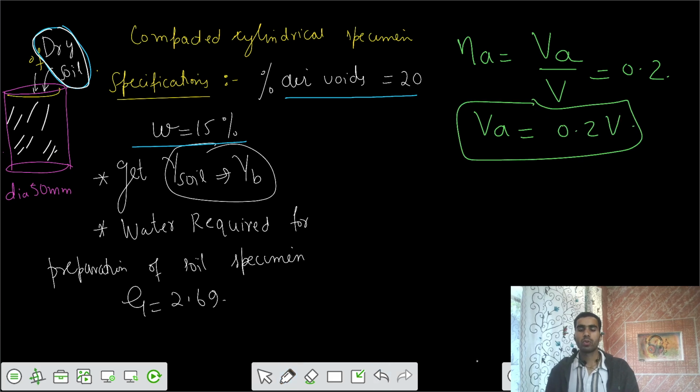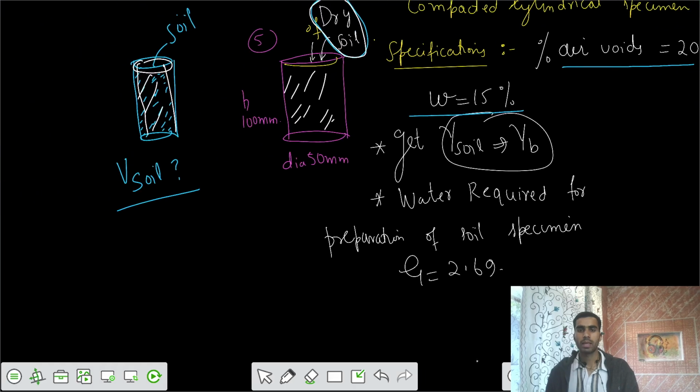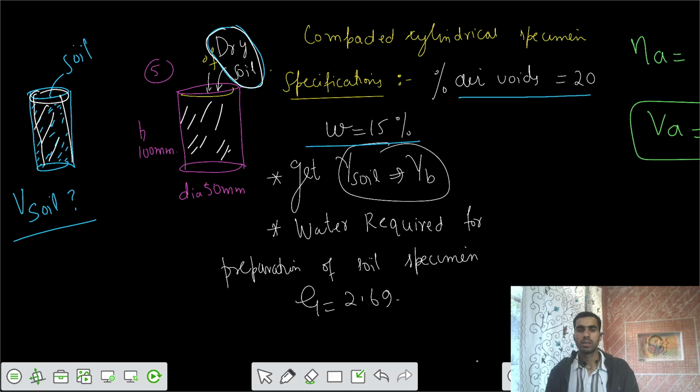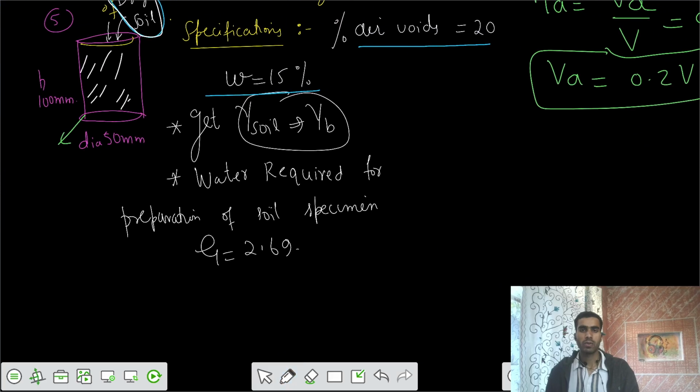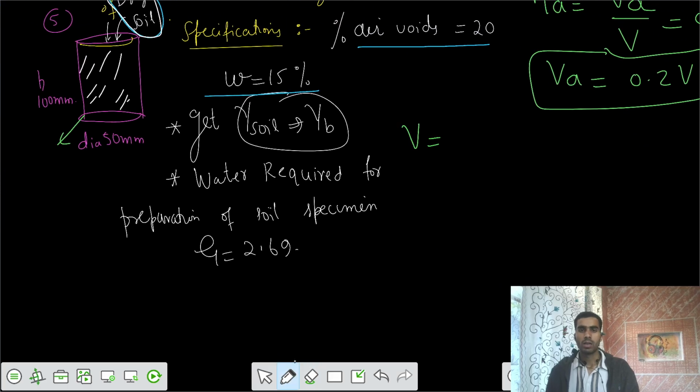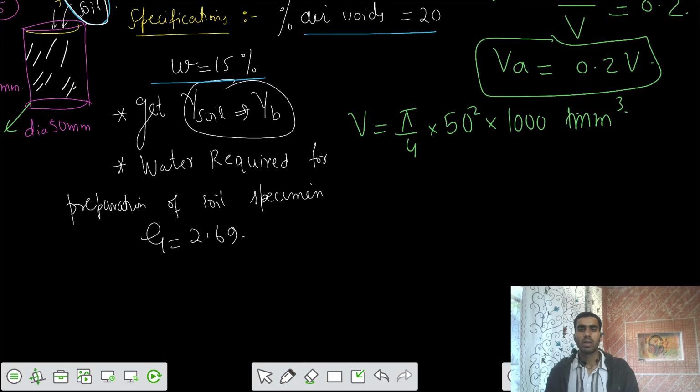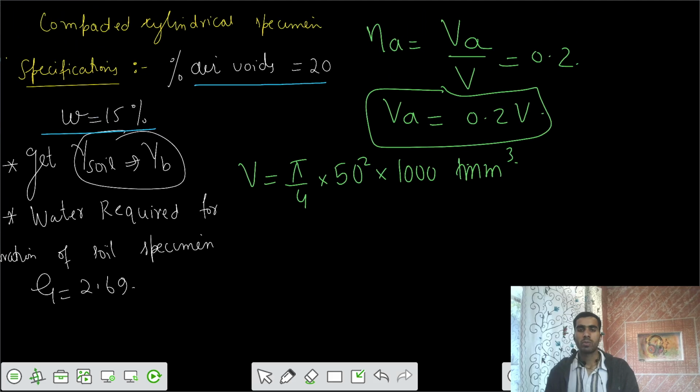Can I get the total volume of the specimen? Can you tell me what is the total volume of the specimen based on the dimensions we have? So the volume of the specimen is pi by 4 d square into h, and the units are in millimeter cubed. So this is the volume of the specimen, and out of that 0.2 of it is contributed by air.